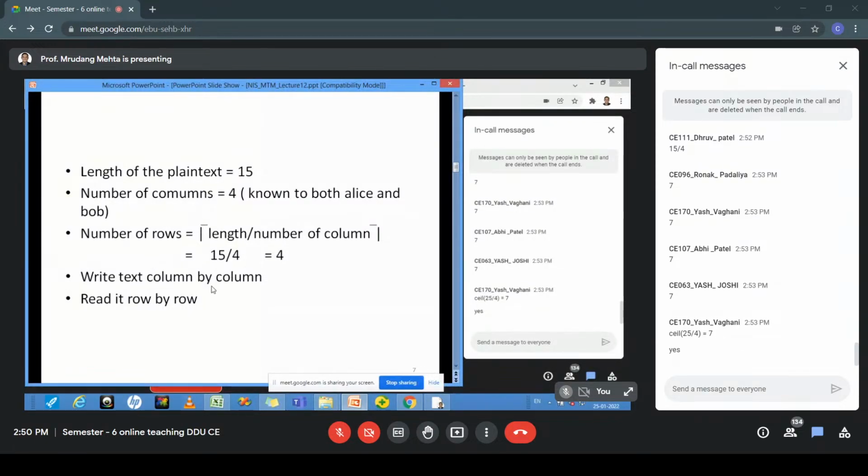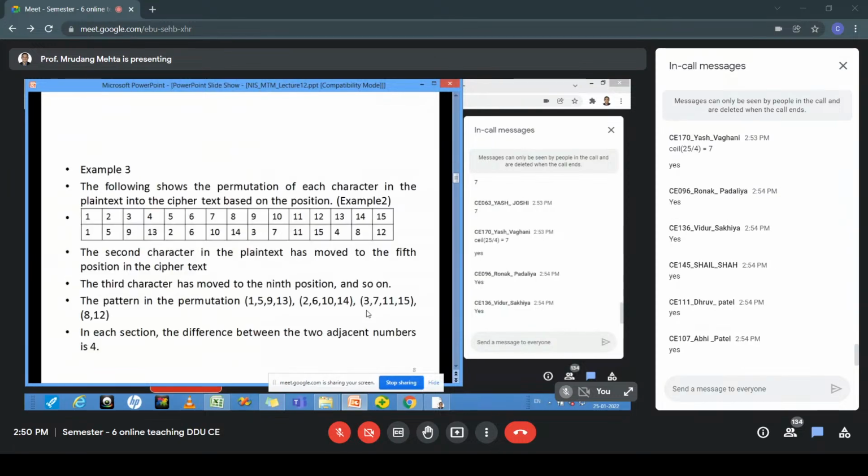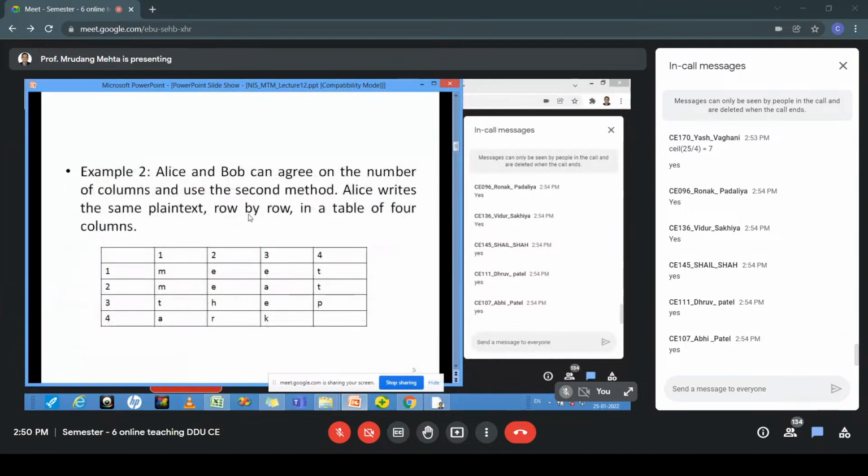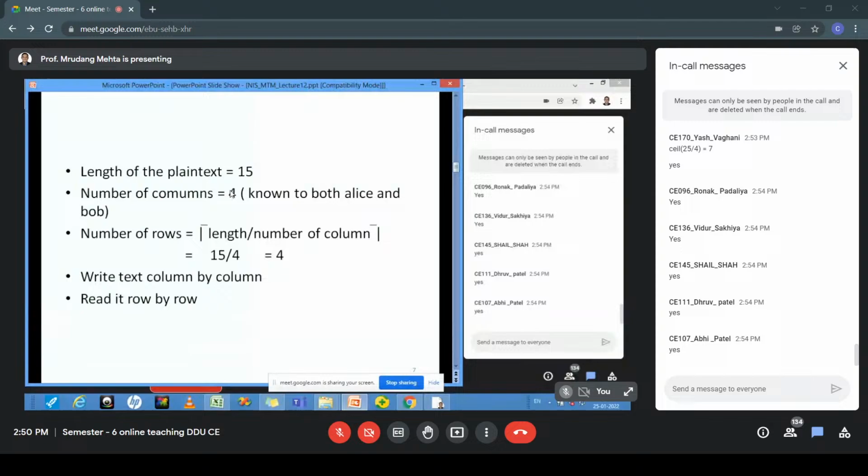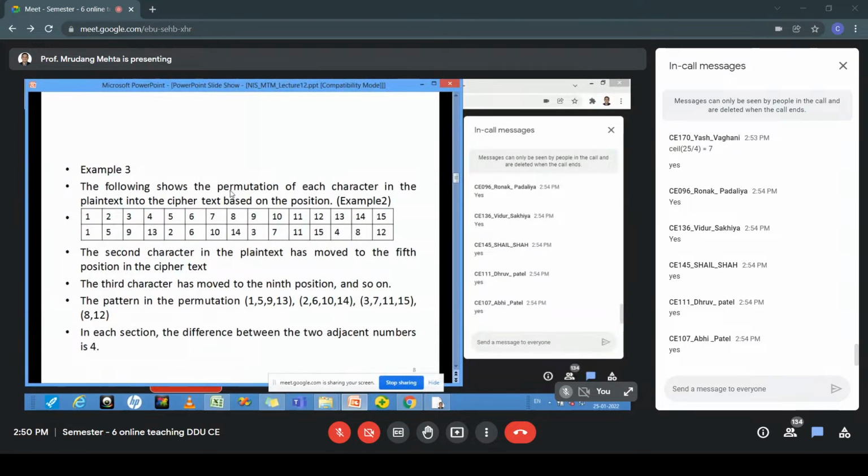Yes, all of you? Is that clear? Okay. So now, third example. In this example, we see that the earlier example, which we have discussed, is actually having a pattern. Okay, we are identifying a pattern in this.